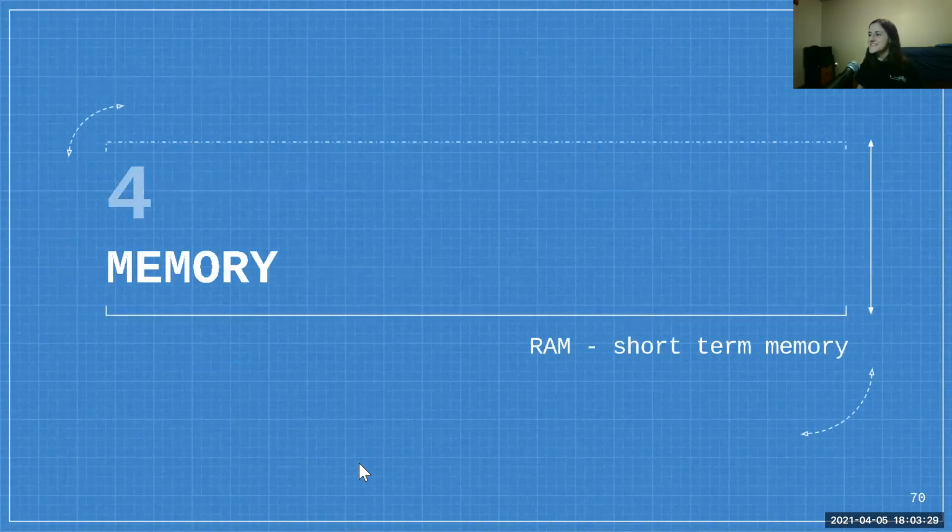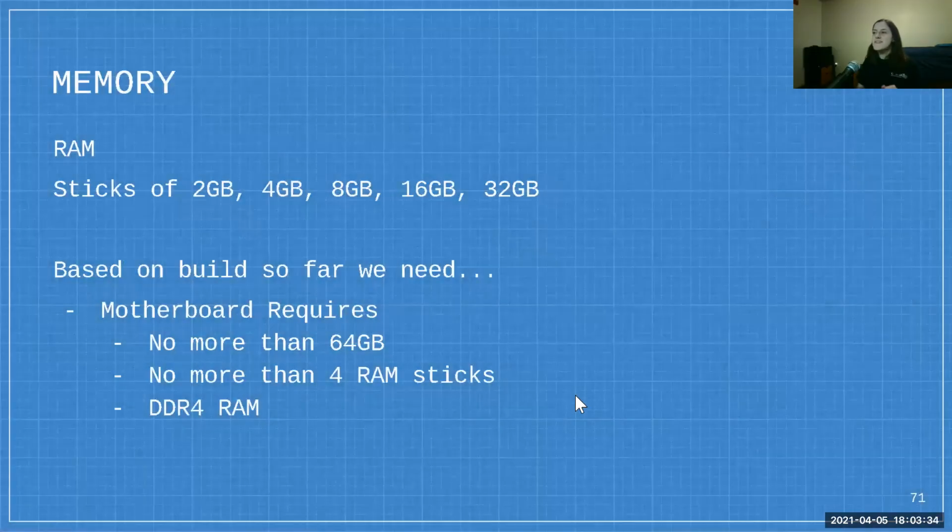And all right, so next we're going to talk about the RAM, which is the short-term memory. So RAM comes in sizes of like 2 gigabytes, 4 gigabytes, 8 gigabytes, 16 gigabytes, and 32 gigabytes. You don't really see as many 2 gigabytes. But let's see our requirements. So we just got this motherboard. What does this require for our RAM? Because our RAM ultimately is just going to snap into the motherboard. So this requires no more than 64 gigabytes of RAM. So we can't go over that. That would be pretty excessive if we did, but we can't go over that. And then no more than 4 RAM sticks.